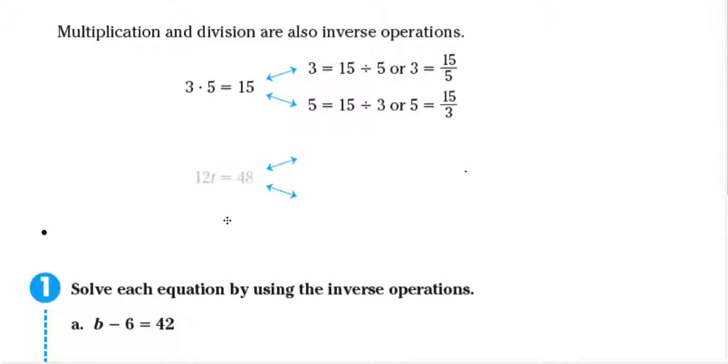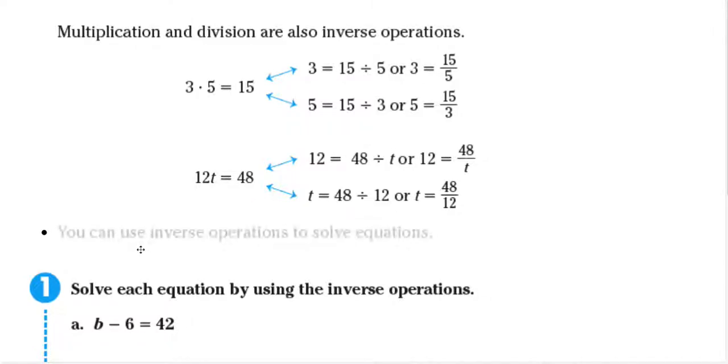Now let's throw in a variable. Let's say we have 12t equals 48. Remember, 12t represents 12 times t, so this is a multiplication operation. If we want to use inverse operations, we can say t equals 48 divided by 12, or 48 over 12. So these are inverse operations.